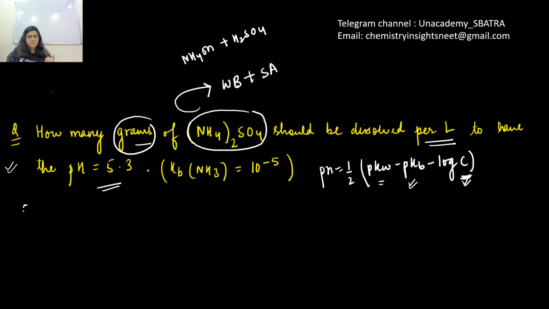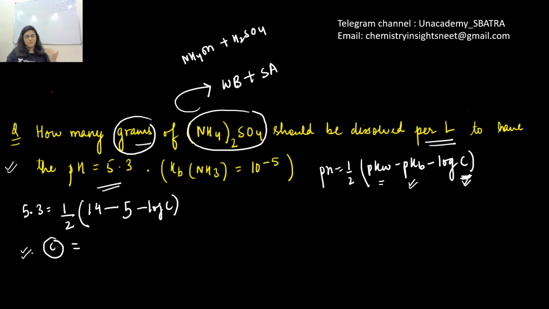Now pH is equals to 5.3, this is equals to half, pKw is 14 minus pKb. So pKb is 5, so definitely you have to subtract this value. All right. Now next, minus log C, right? So now quickly solve this expression and tell me the value of concentration.